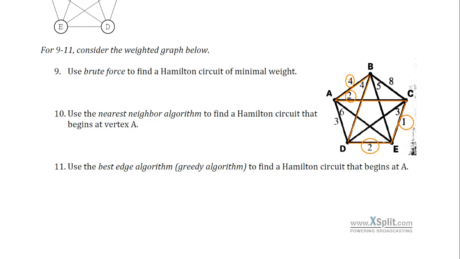So it looks like we're pretty much doomed to use this weighted 13 path, the 2-4-4-1-2 path, using either the nearest neighbor or best edge algorithm. And I think that's honestly the best path. I don't think we're going to find anything else brute force-wise that would be a better path than that.